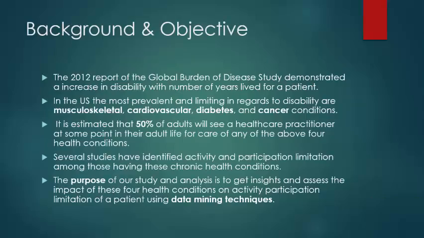Coming to the key driving force of our study, in 2012, a report from Global Burden of Diseases demonstrated that the disability of an individual increases as his or her age increases. It is also proven that in the US, the most common causes of disability are musculoskeletal, cardiovascular, diabetes, and cancer conditions. It is estimated that 50% of adults in the US will visit doctors to take care of these four disease conditions. Some studies prove that persons having these four diseases experience activity limitation and participation limitation in several activities such as walking, standing, bending, shopping, social activities, etc.